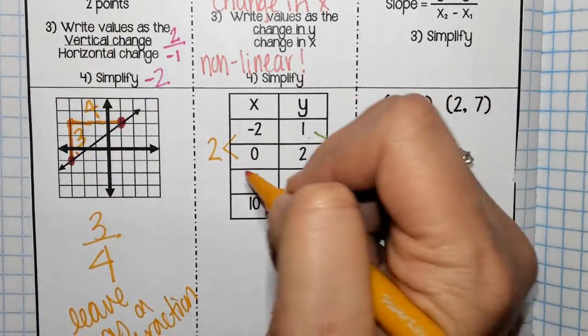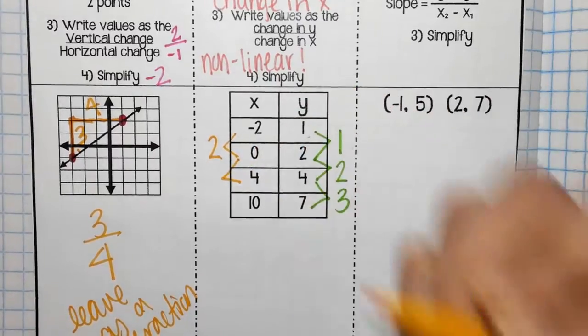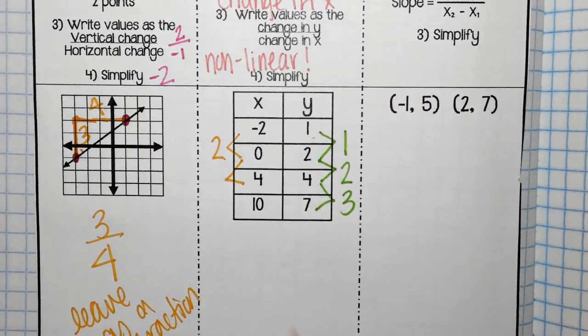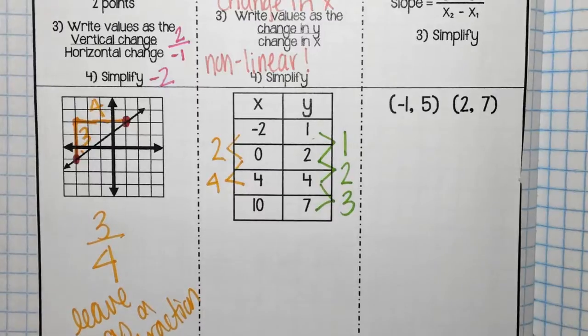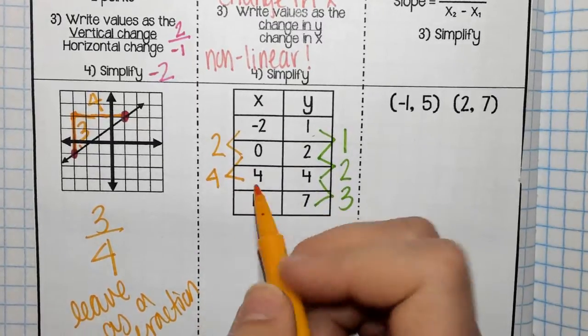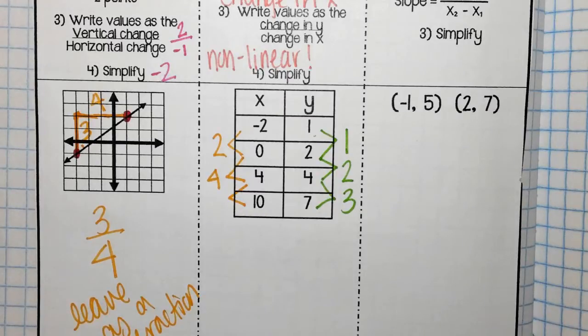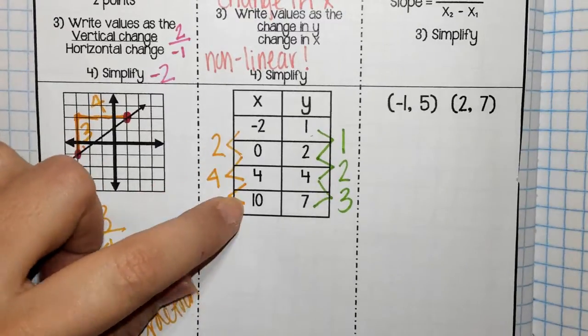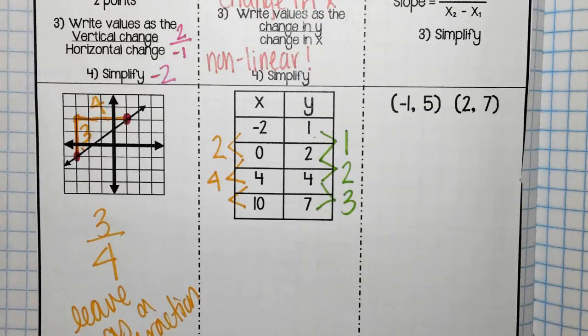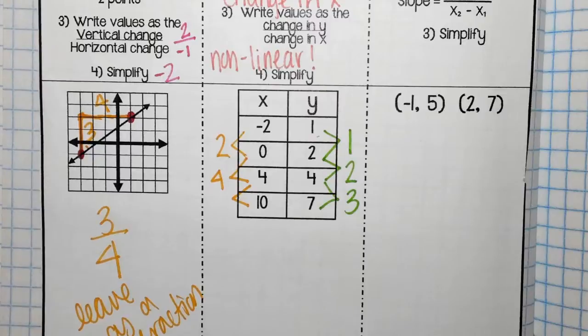Give yourself a point. Chandler, what's the change from 0 to 4? Alright, and give your team a point. And Nick, what's the change from 4 to 10? Why would it be negative? But are we going down or are we increasing? Nick, what's the change from 4 to 10?